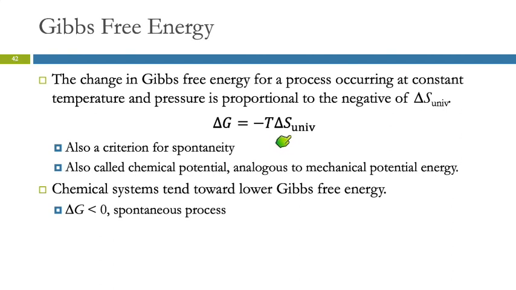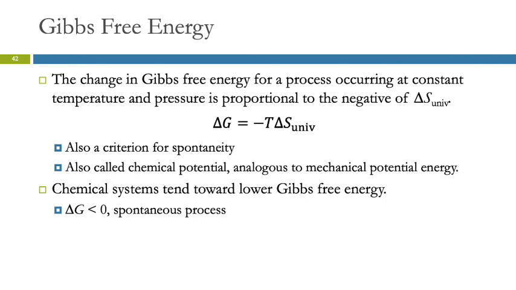And because of this, if the change in entropy for the universe is negative, then delta G will be positive. If delta S is positive, delta G is negative. So positive delta S is spontaneous for the universe, right? So positive delta S gives us a negative delta G. So if delta G is less than 0, we have a spontaneous process.